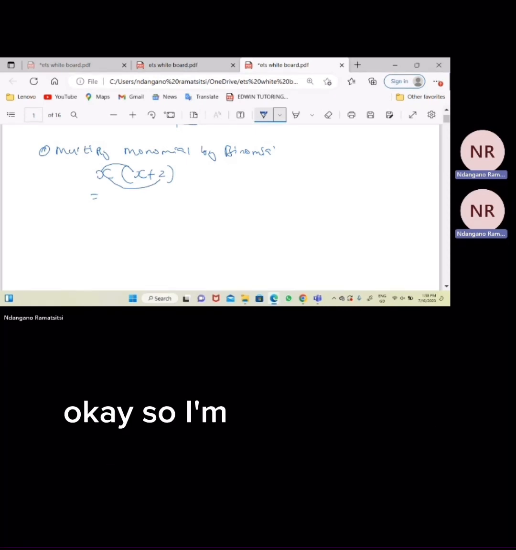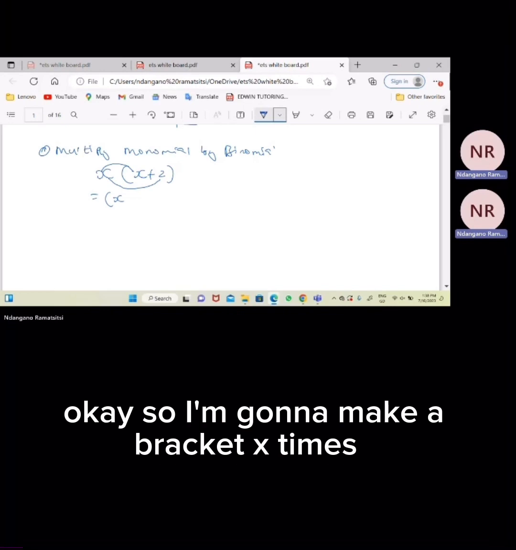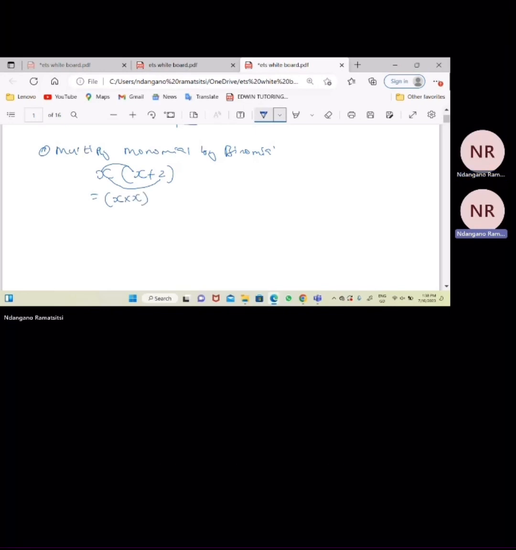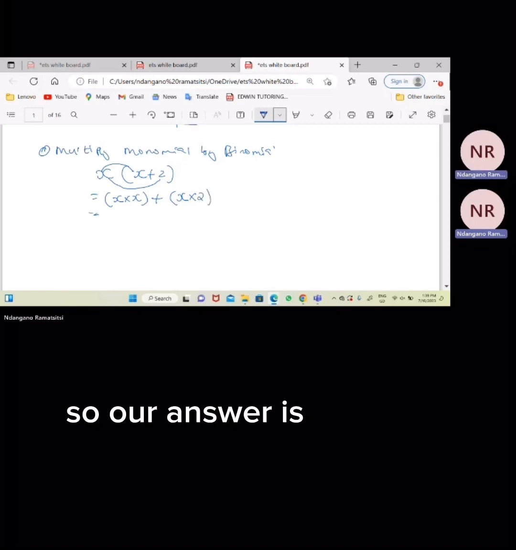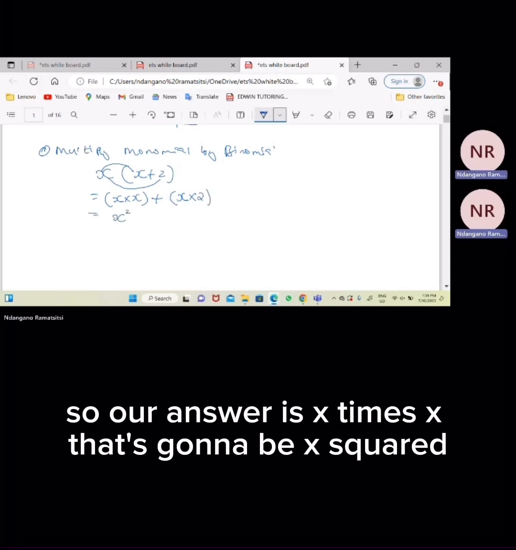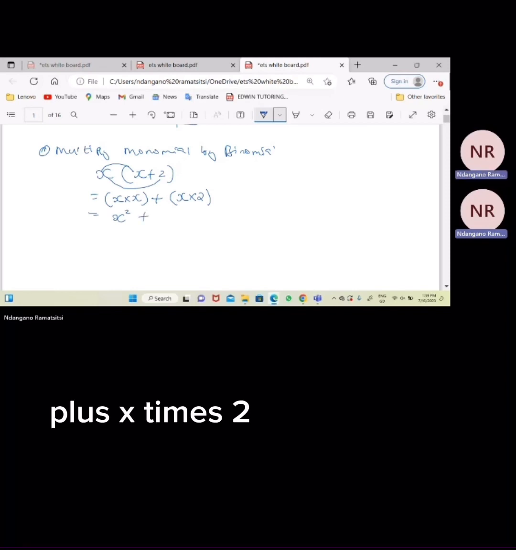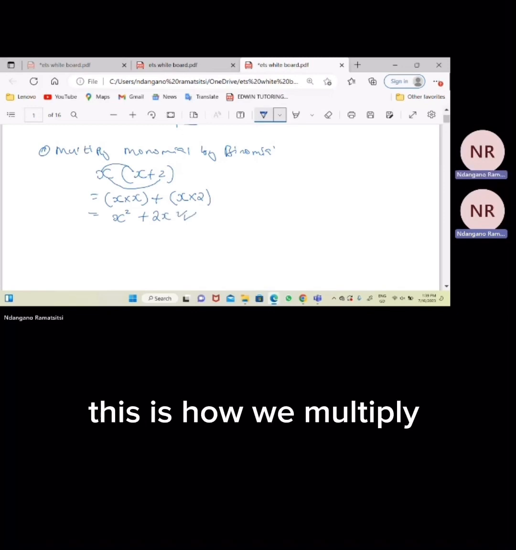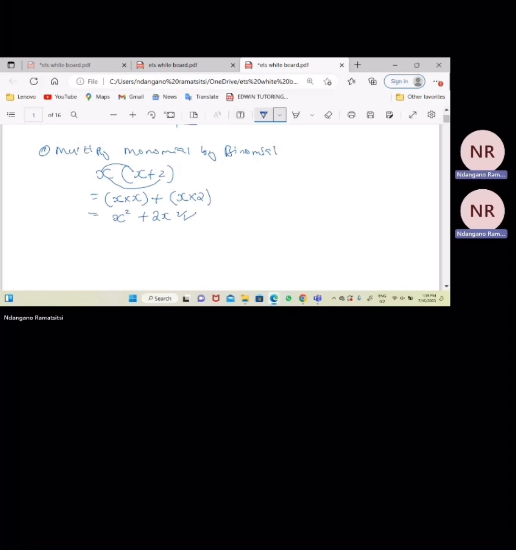Okay, so I'm going to make a bracket here: x times x, plus, with this sign that is here, x times 2. So our answer here: x times x is x squared, plus x times 2 is 2x. This is how we multiply monomial by binomial.